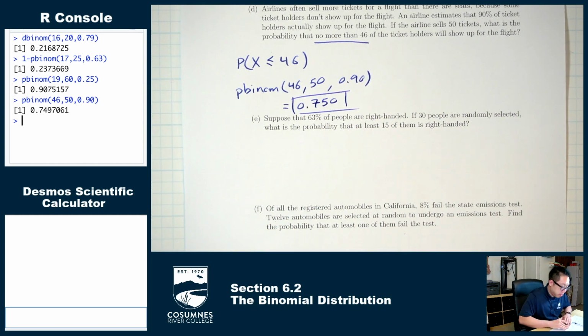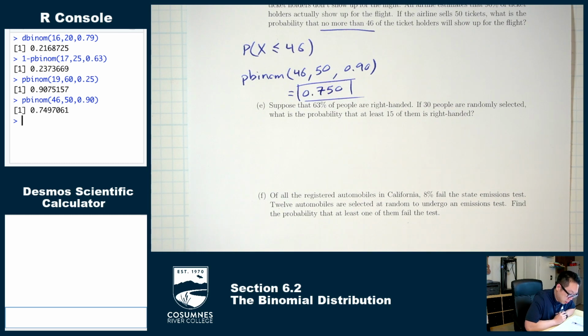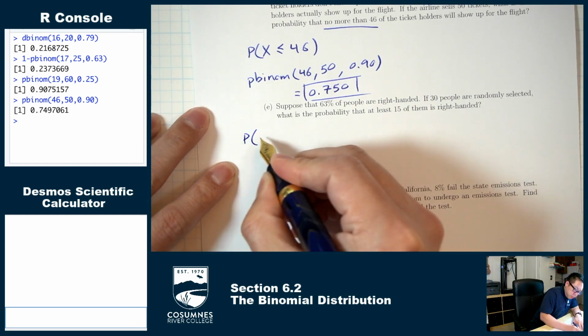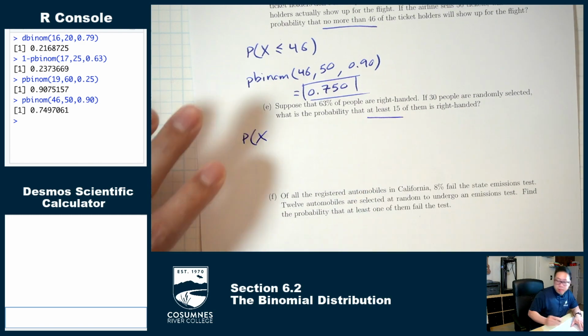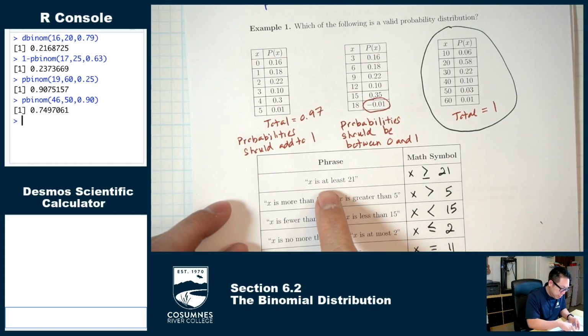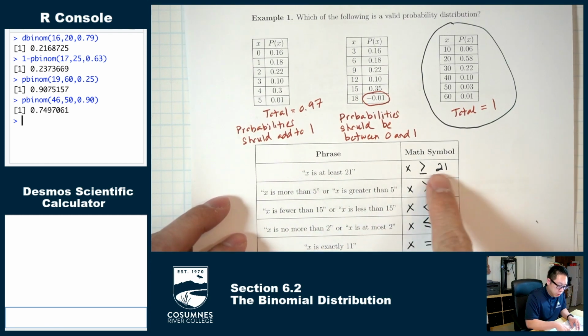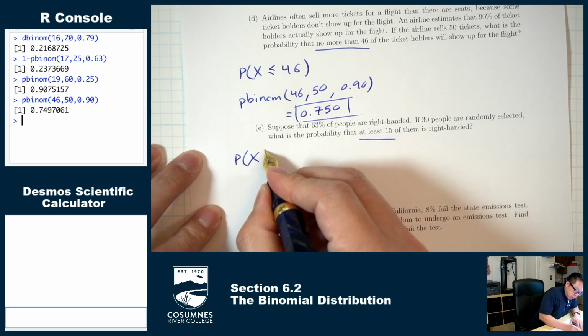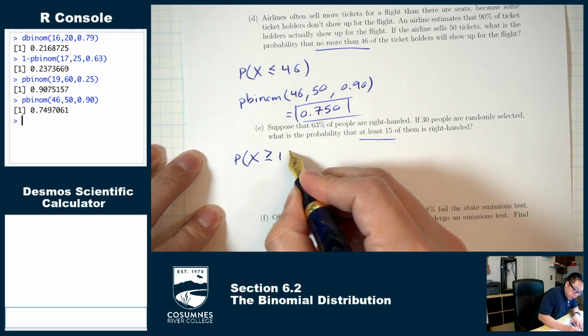Part E, suppose that 63% of people are right-handed. If 30 people are randomly selected, what's the probability that at least 15 of them are right-handed? Okay, so translated, this would be at least 15. At least 15 on my dictionary. At least is a greater than or equal to. Okay, so we're looking for greater than or equal to 15.